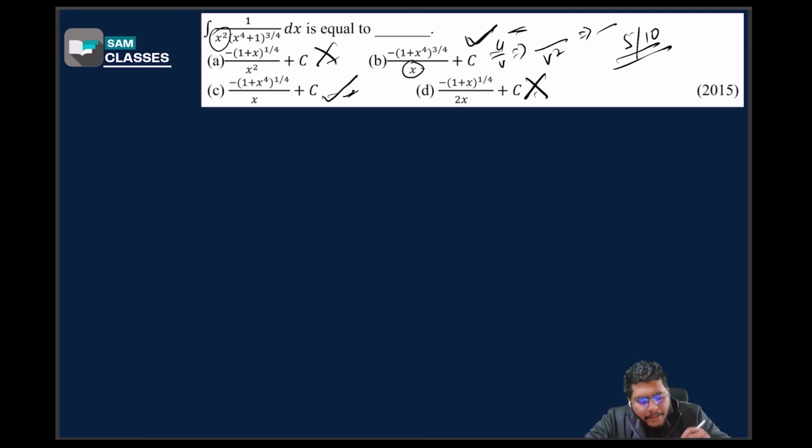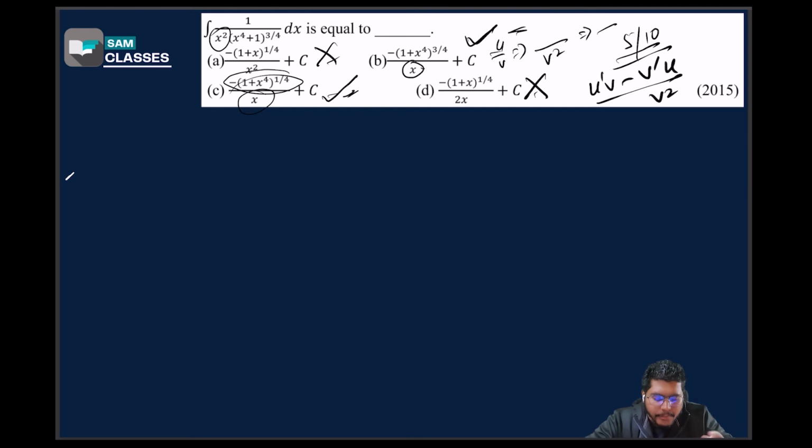Let's see. Now, we know the derivative formula of u by v is u dash v minus v dash u by v square. Everybody knows this. So let's derive. My u is the above one and v is the below one. So u dash v. So I have to differentiate. So derivative of x power n is n into x power n minus 1. So 1 by 4 into x power 1 by 4 minus 1. So 1 by 4 minus 1 is what? Minus 3 by 4.